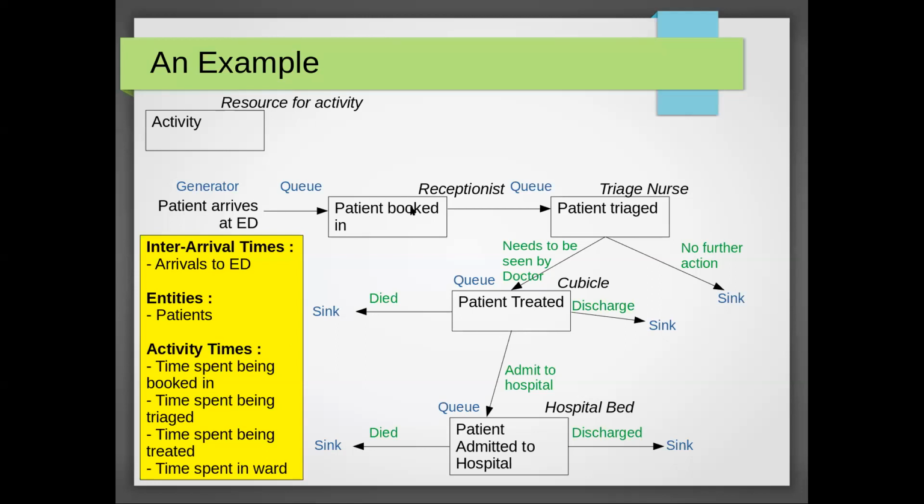So the time being spent being booked in, the time being spent triaged, the time spent being treated, etc. And then we've got our sinks, the various different ways in which they can leave the model. And remember back to our first lecture where we said that an exit point in a model doesn't necessarily mean they've left physically that system. So if you're modeling an ED, you may only be modeling part of that ED, the part that's of interest for your question, and actually they may well leave the model, but that doesn't necessarily mean they've left the ED.